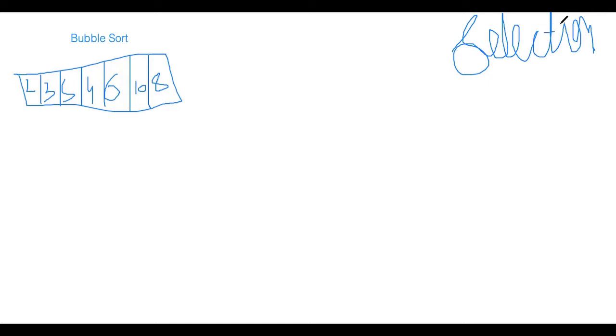So what happens is, well, it's very easy. What you do is that we always look two elements at a time, and if they're out of order, we swap them. That's all. For example, let's take the first case. What will we do?